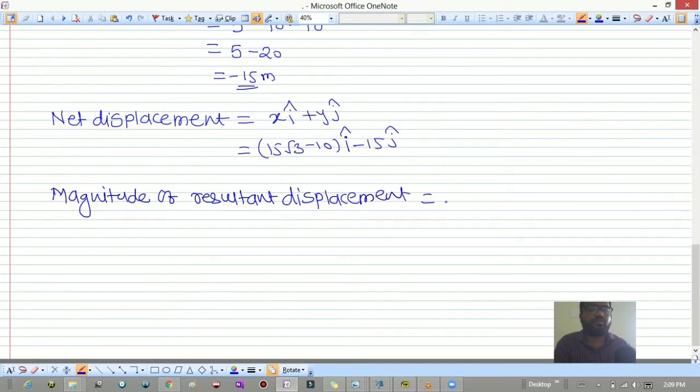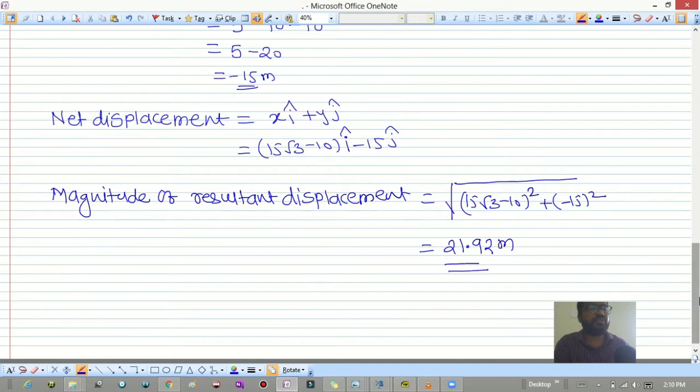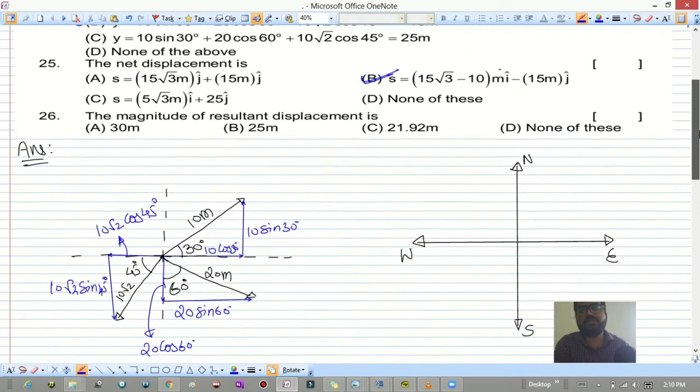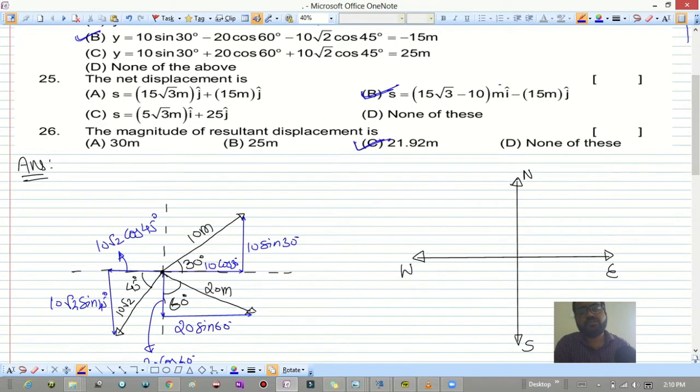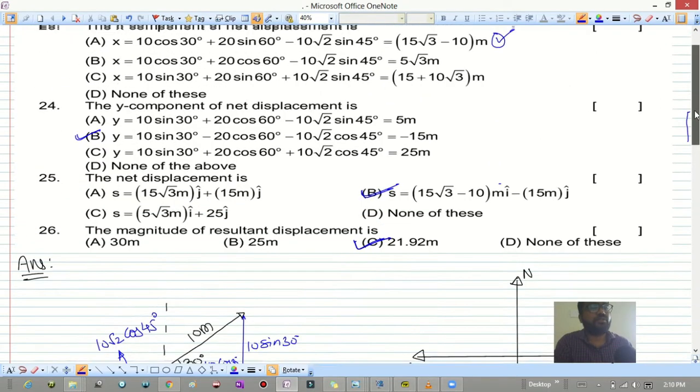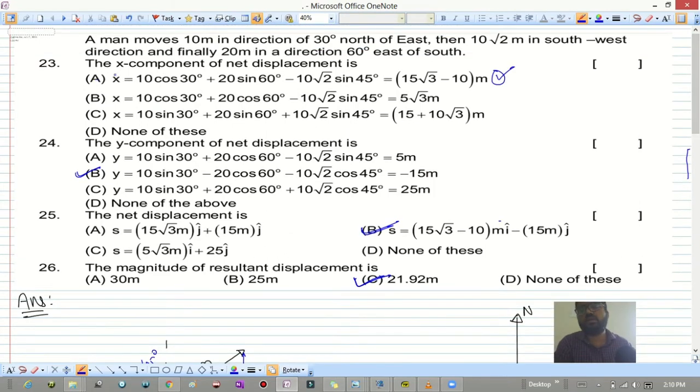Magnitude of resultant displacement is equal to root of x component squared, that is 15 root 3 minus 10 whole squared, plus minus 15 whole squared. If you just solve this, you will get 21.92 meter. This is the net displacement which we have, and this is given in option C. So these are the questions from advanced level 23rd, 24th, 25th and 26th.